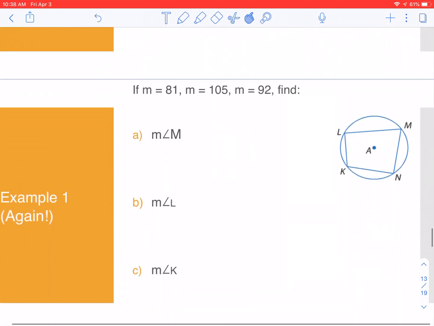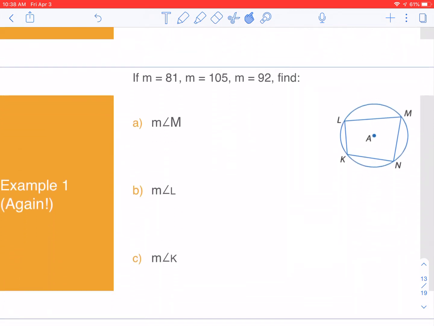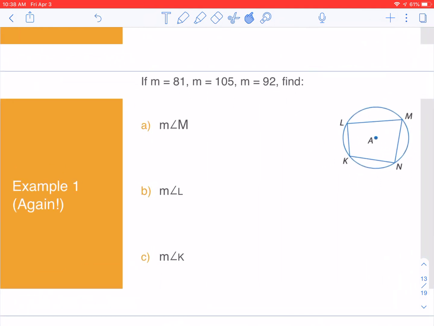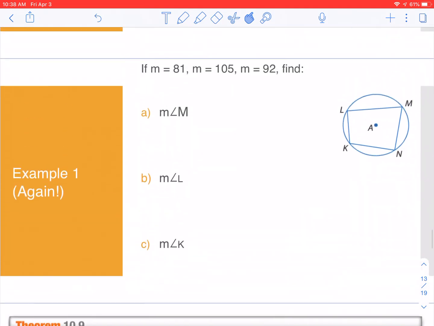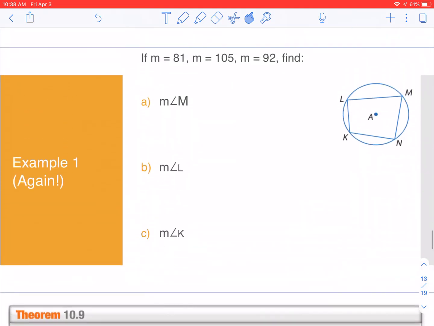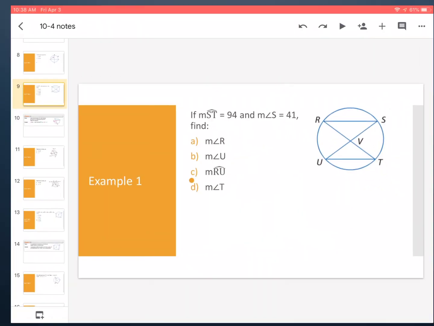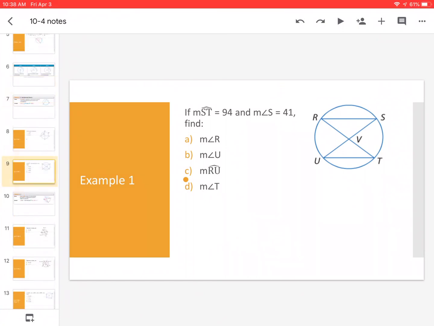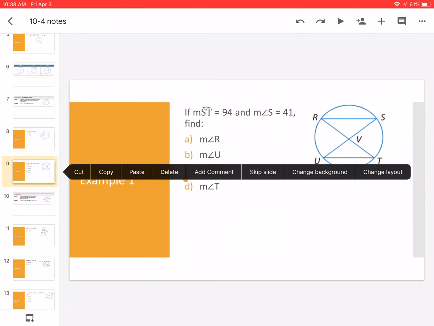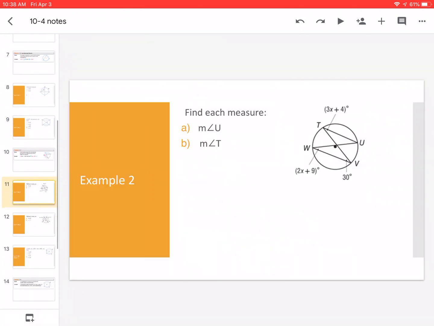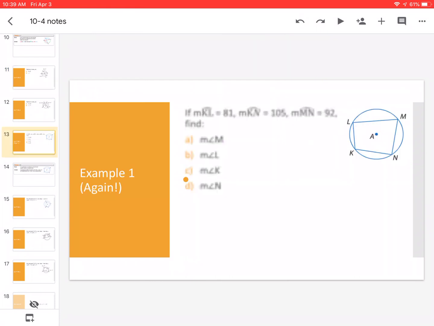Okay, now I have a quadrilateral inscribed in the circle, and this is going to lead us to our next theorem. So let's mark our picture here. Which again, I have to look back on what these numbers are. So let's look back to my other one. And that one's going to be right here. Nope. It's going to be right here.